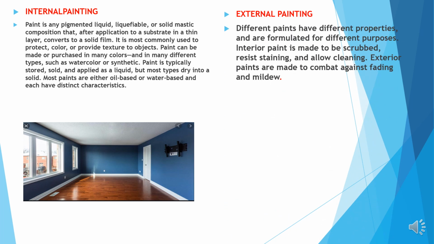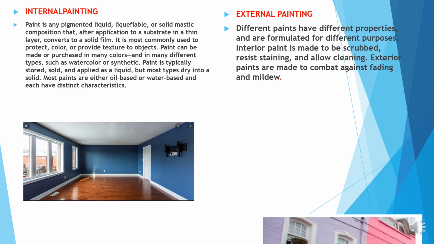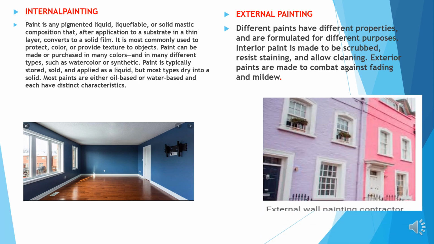External painting. Different paints have different properties and are formulated for different purposes. Interior paint is made to be scrubbed, resist staining and allow cleaning. Exterior paints are made to combat against fading and mildew. This is a way of doing the external paint.